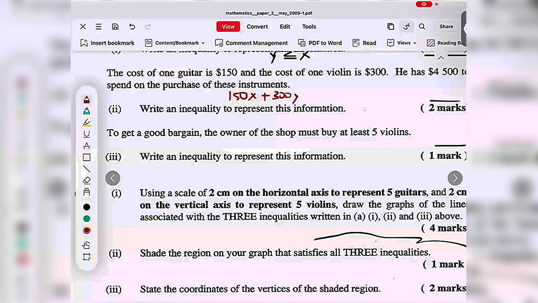How much money is there to be spent? How much money can be spent? 4,500. So how much money does he have? The keyword is has. When the word has or have is used, what sign do we use? Less than or equal to, because he can spend up to that, he can spend less than that. So it must be less than or equal to what? 4,500. All right. That's it.